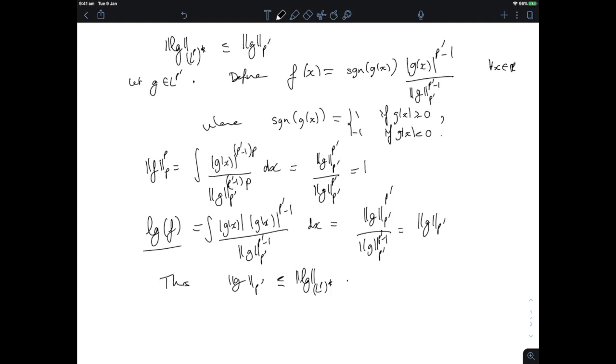Now we're going to move to step 2 and show that every linear functional in L^p star has to be of this particular form, L_g, for a g in L^p prime. Okay, so step 2. Now we need to show that every linear functional in L^p star, so let's take one, is of the form L_g for some g in L^p prime.